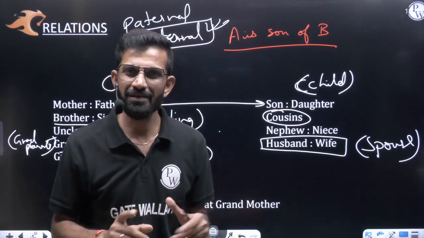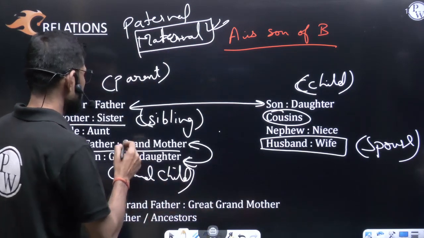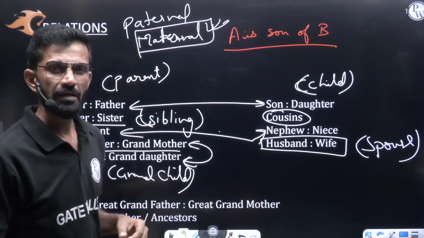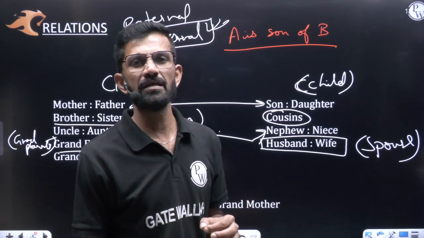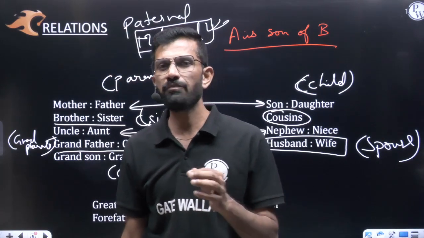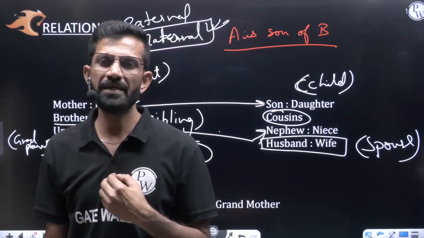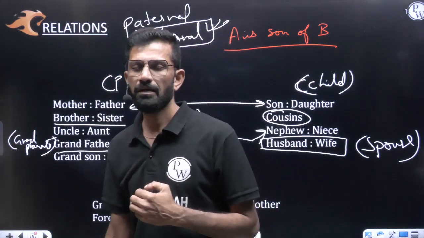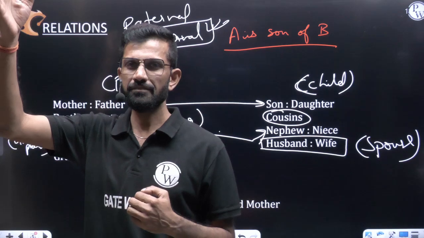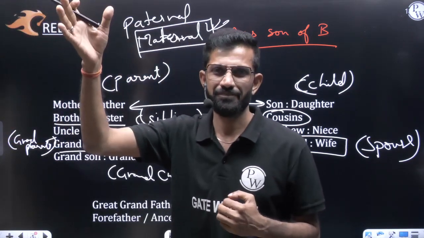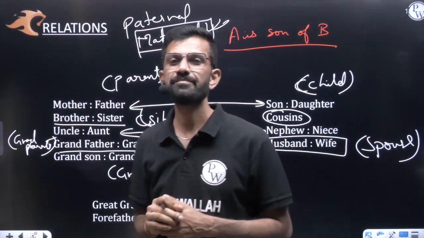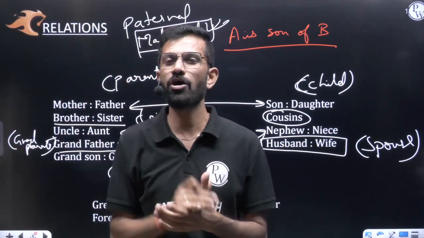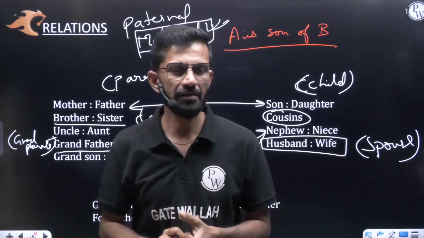Clear? I can even say that uncle, aunt and nephew, niece is a reverse relation. Someone I am calling uncle or aunt will call me nephew or niece depending on my gender. For example, my father's brother, I'll call him uncle. But for him, what am I? I am his brother's son. So he will call me nephew. Clear? Moving further.